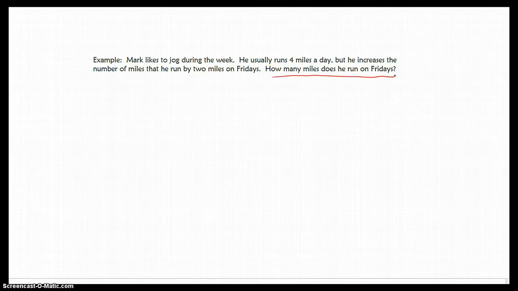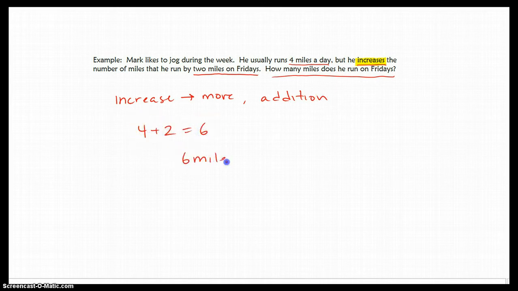So you're given information about how many miles he normally runs. Here they say 4 miles a day, but then they add that he increases the number of miles that he runs by 2 miles on Fridays. So this is the key word here, the fact that he increases the miles. So we need to know what the word increase means. Now hopefully you know that that means to add, to have more, so we're going to actually use addition. So in this case, because increase means to have more, we are going to use addition. So I take 4 plus 2 and I get 6. So he runs 6 miles on Fridays.